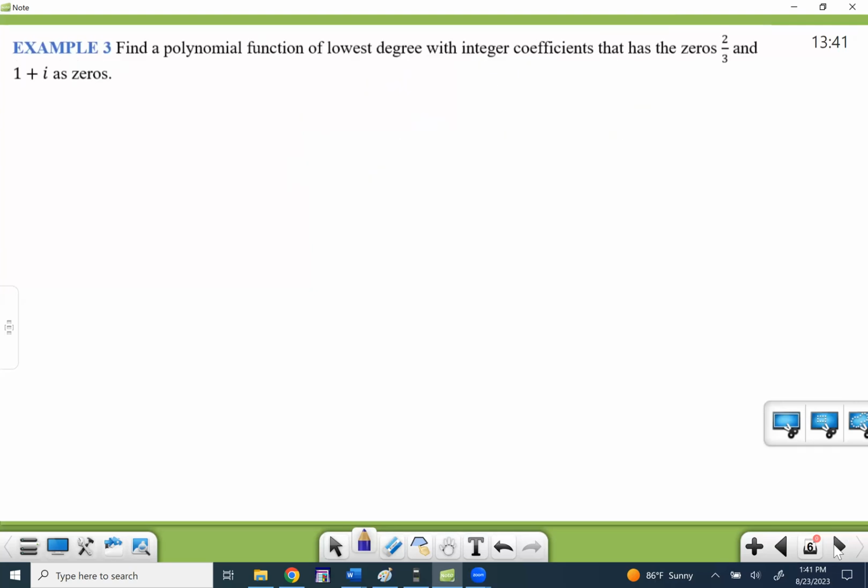Find a polynomial function of lowest degree with integer coefficients that has the following zeros. So now we're actually putting example 1 and example 2 together. We have the zeros 2/3 and 1 plus i given to us. Well, that means that 1 minus i is also going to be an additional root because imaginaries come in conjugate pairs. So you just have to know this is an additional root. They are not going to advertise it.